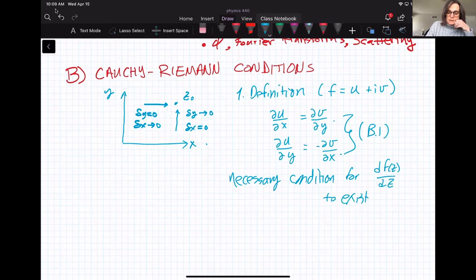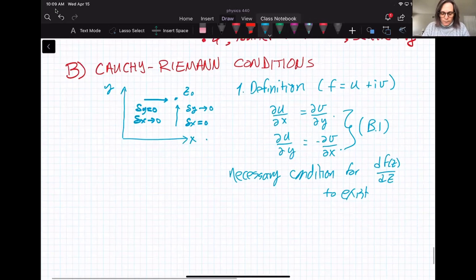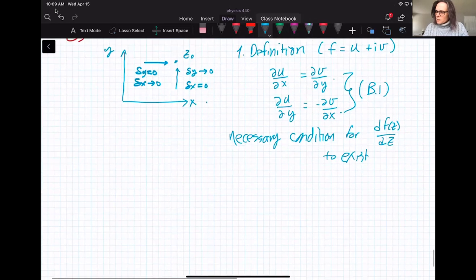Okay, and I'm going to skip the proof of that. The proof is in your book. It's essentially looking at the limit as delta x goes to 0 and delta y goes to 0. But what this does is allow us to define what are called analytic functions.